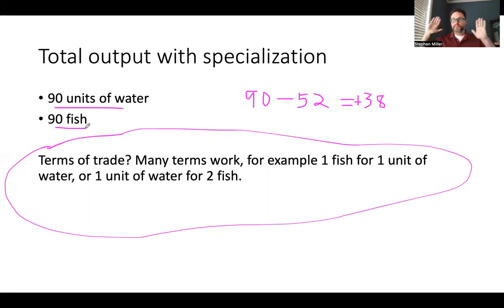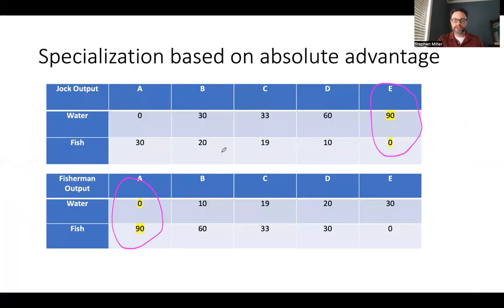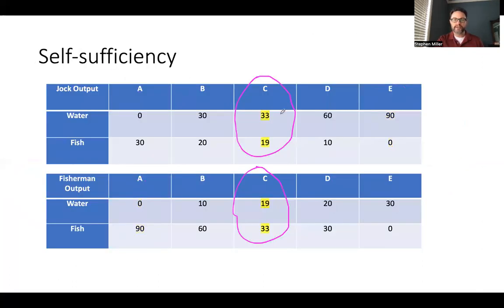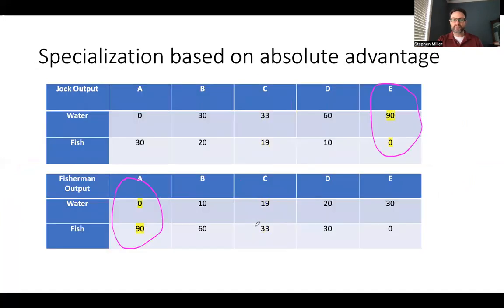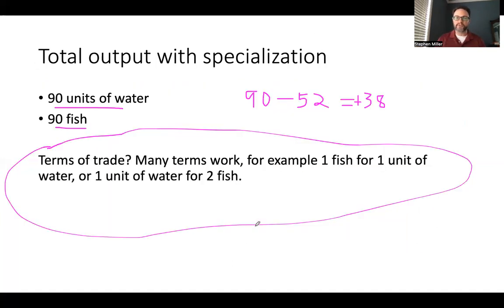They could just not negotiate, right, and split them up 50-50. Each one gets 45 liters of water. Each one gets 45 fish, and they're better off than they were before. If you remember, when they were at point C, I guess I'll go back to where I have point C circled, right? 45 liters of water is way more than the jock had on his own, and 45 fish is way more than he had on his own. Same for the fisherman, right? So they're definitely better off if they just split it down the middle.